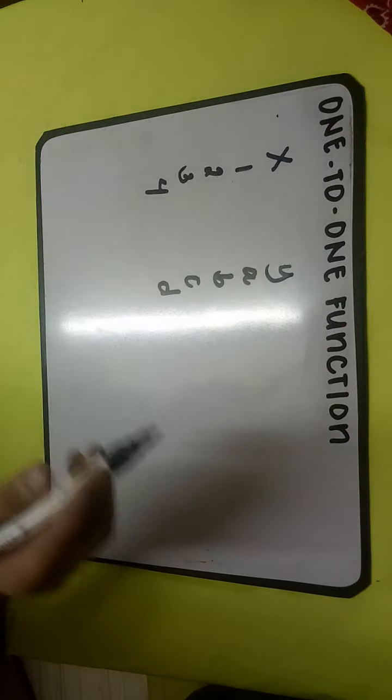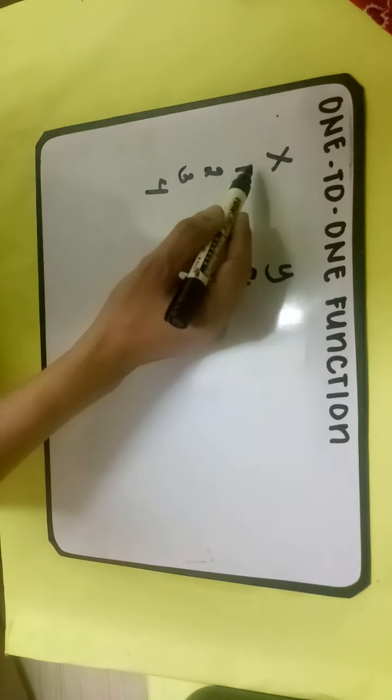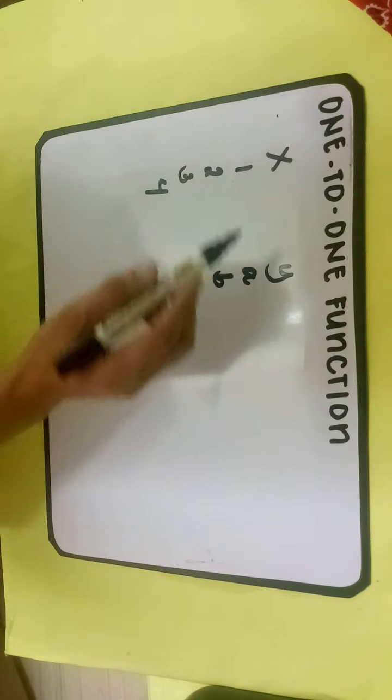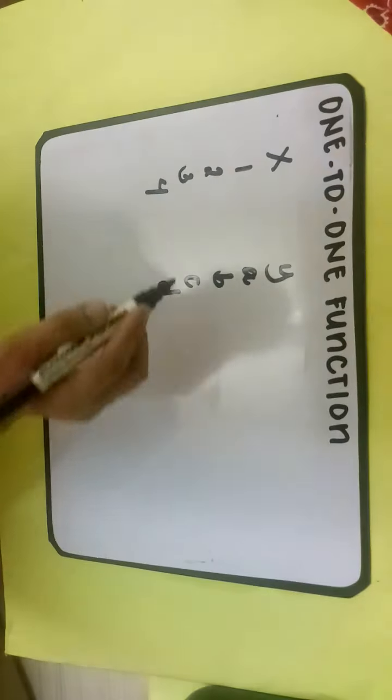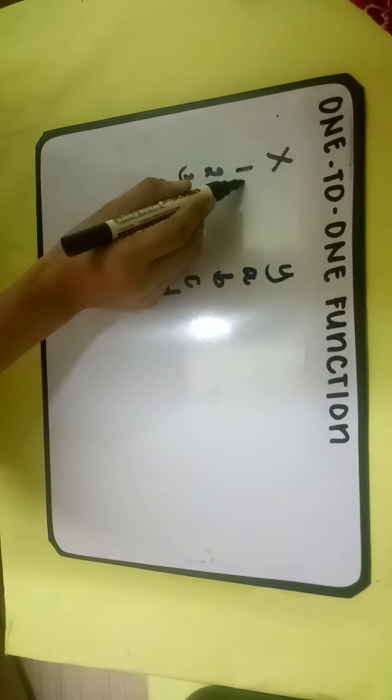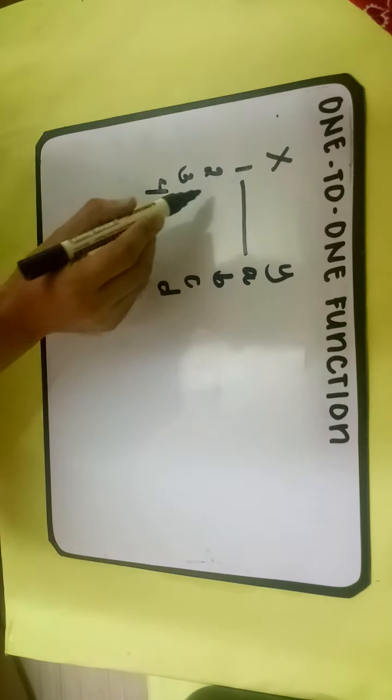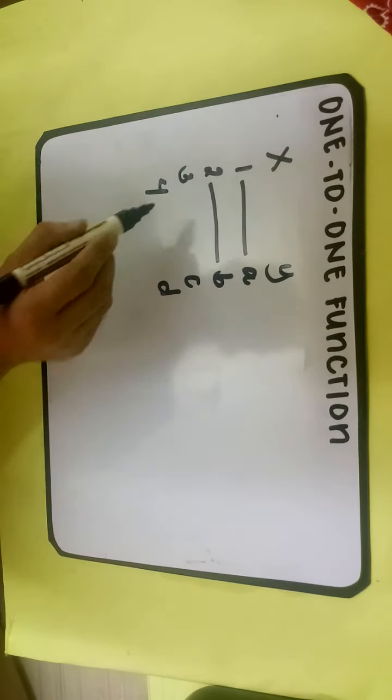Pag sinabi nating one-to-one function, yung mga elements natin sa range, meron lang isang katumbas na element dito sa y na hindi na rin maaaring maulit. For example, si 1 maps A, 2 maps B, 3 maps D, 4 maps C.